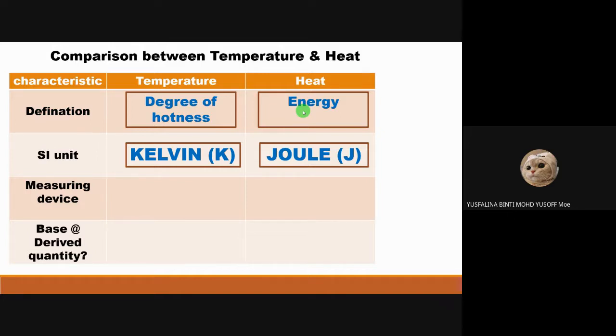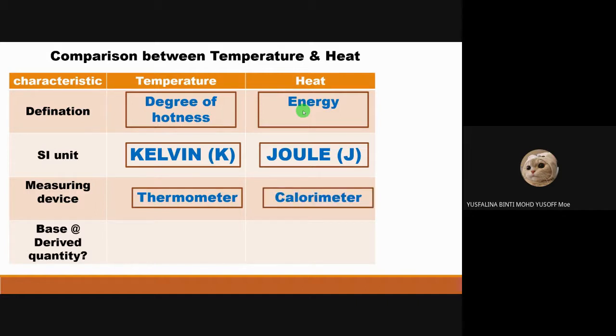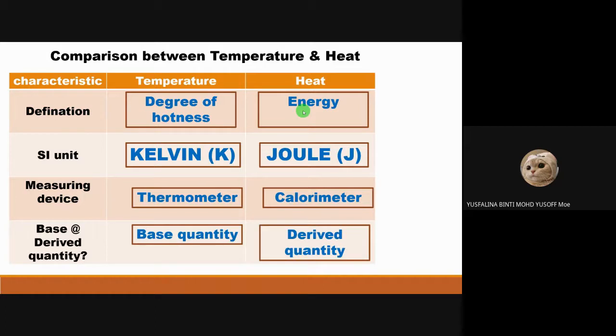Alright, so the measuring device for temperature is a thermometer, while for heat it is a calorimeter. This one we do in an experiment. If you have a chance to come back to school, we will do the experiment and you will see what a calorimeter actually is. And temperature is a base quantity, because you cannot simplify it, this is the simplest unit. So temperature is a base quantity, and heat is a derived quantity.